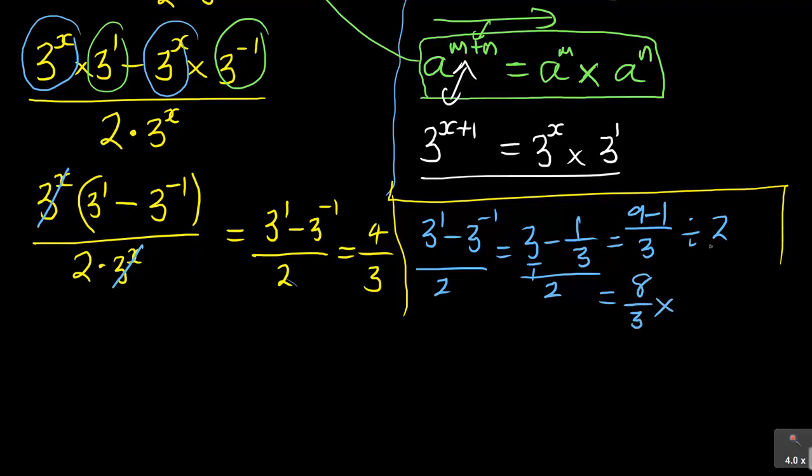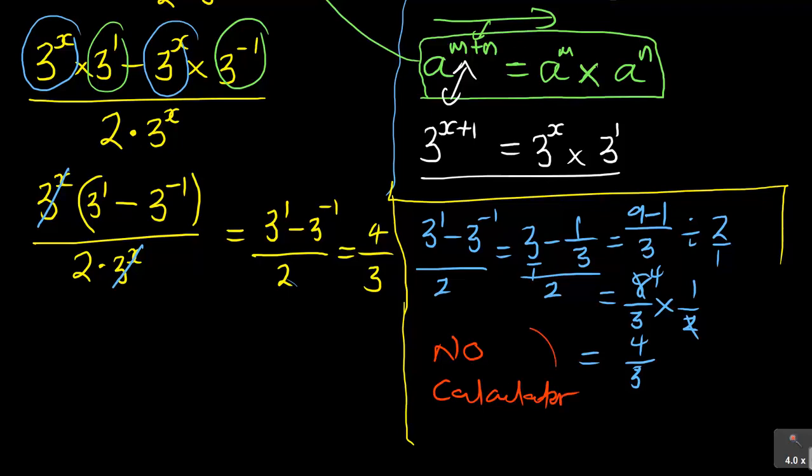Divided, you change it to times. 2 over 1 will become 1 over 2. So that will become 2 into 8 is 4, which is 4 over 3. So this is a scenario where they will say do not use a calculator here. So it's like a no calculator, that's what they'll be doing here. Are you with me, guys? So that's what they'll be wanting you to show. But anyway, the answer there is 4 over 3.